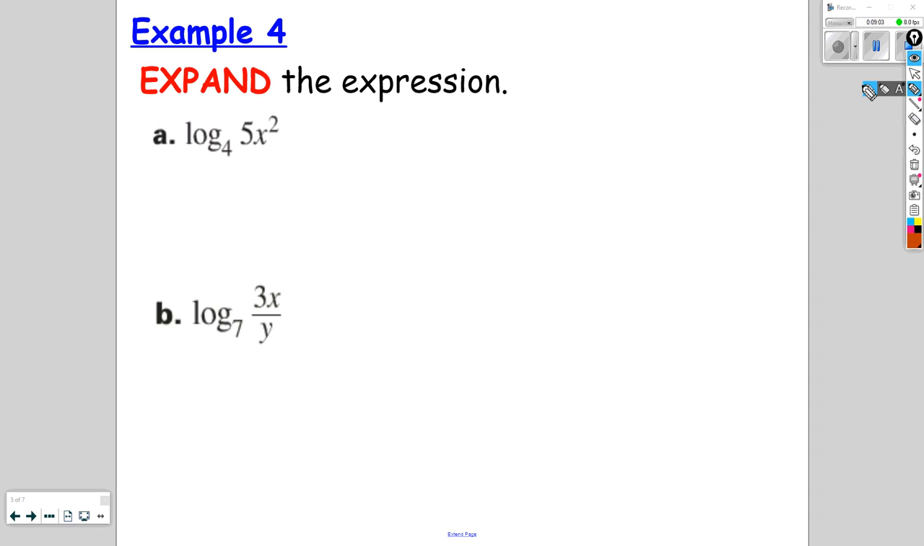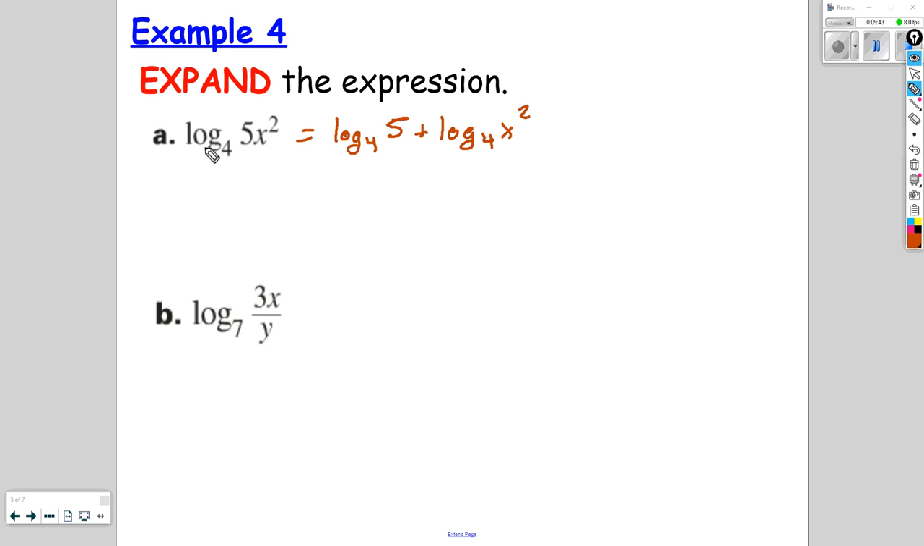All right, so in part A, we're going to separate this, and we have to understand what's happening with the argument here. That's really important. This is 5 times x squared. All right, so 5 times x squared. Note that that square is not squaring the 5, it's just squaring the x. So maybe the first thing that we want to do is separate it using the product rule. Okay, so we could rewrite this as log base 4 of 5 plus log base 4 of x squared.